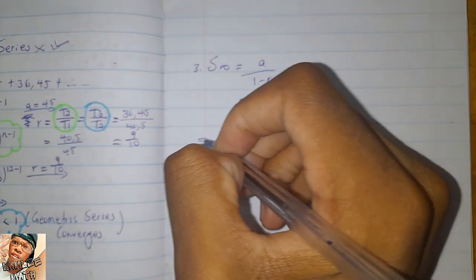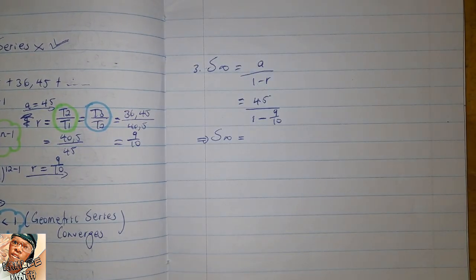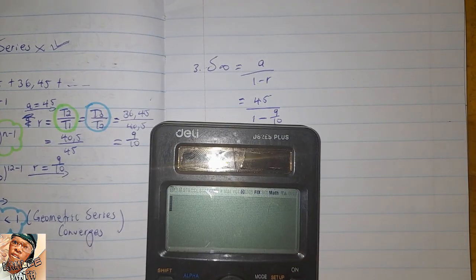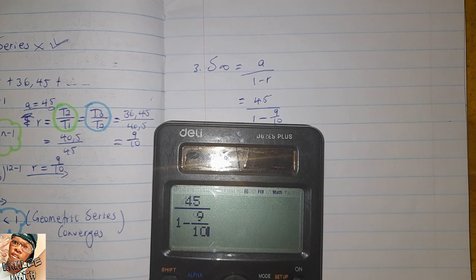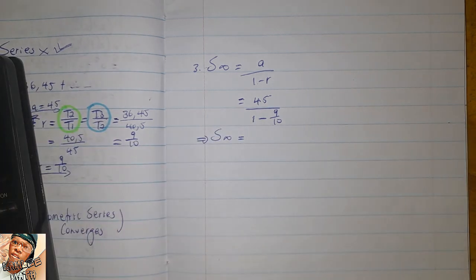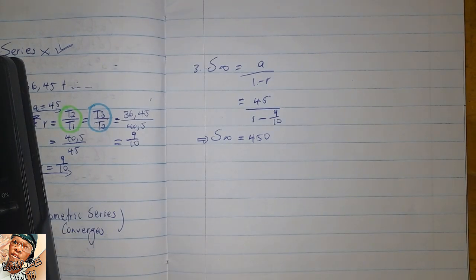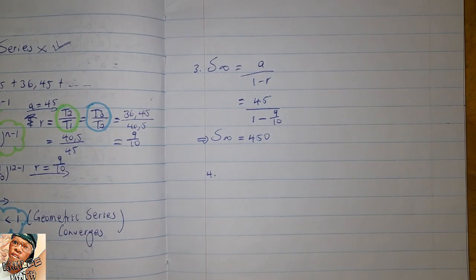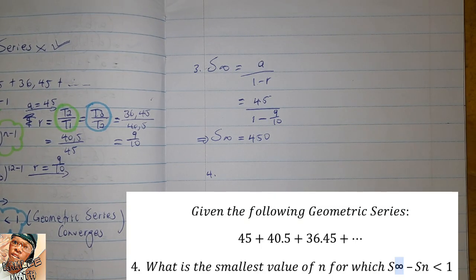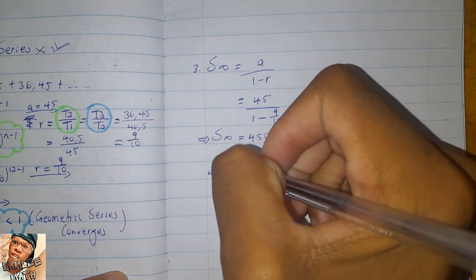So this implies that the sum to infinity is equal to, then we press the calculator. Pressing our calculator, we get 45 divided by 1 minus 9 over 10. What is that equal to? It is equal to 450. So the sum to infinity is equal to 450. Okay, moving on to the next question, which is the last one, question 4. Question 4 says, what is the smallest value of n for which the sum to infinity minus the sum to n terms is less than 1? So they're asking for the smallest n for which this is true.